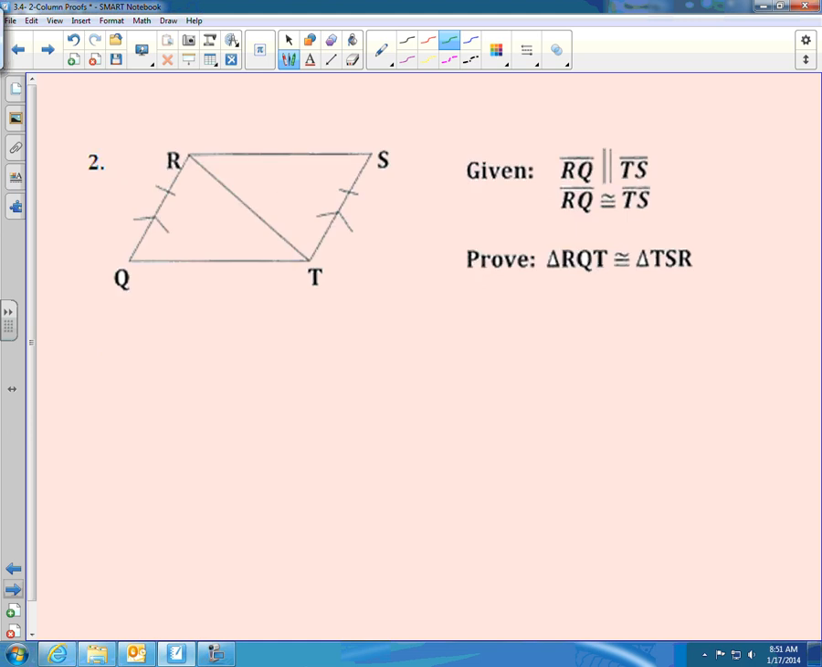All right, so let's look here at example 2. We're going to start right off with a statements and a reasons column.